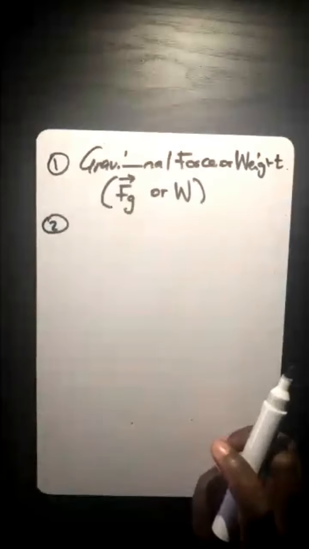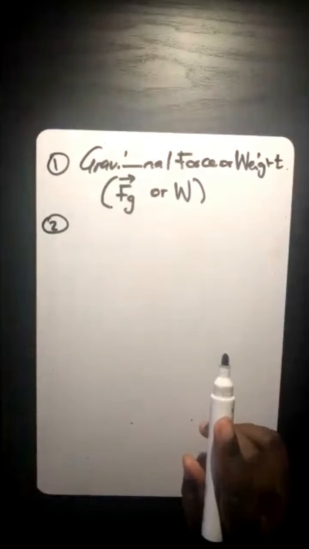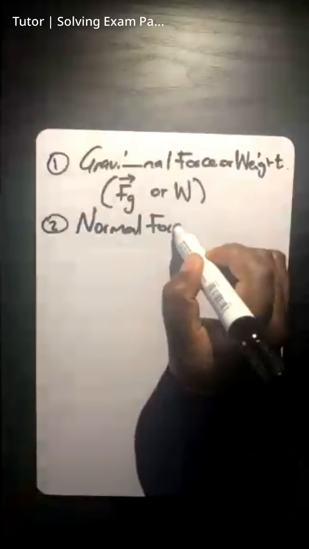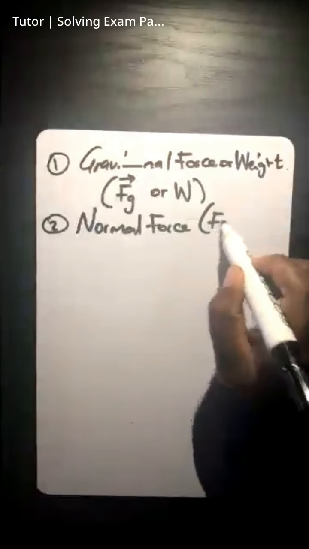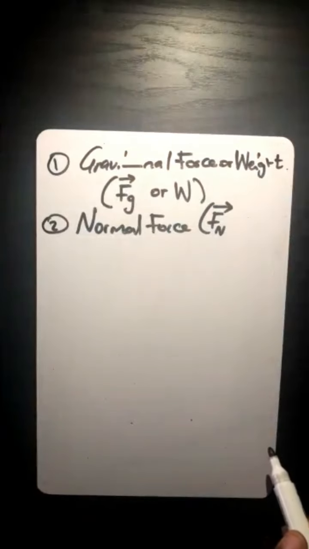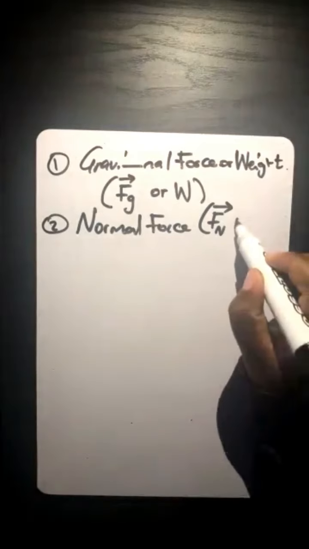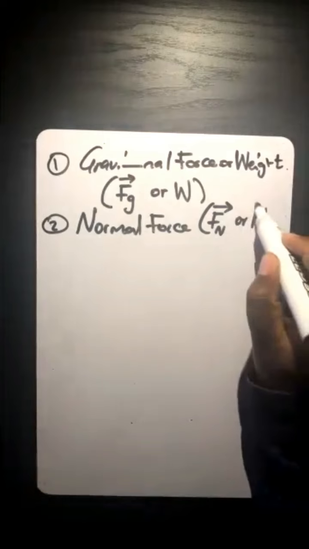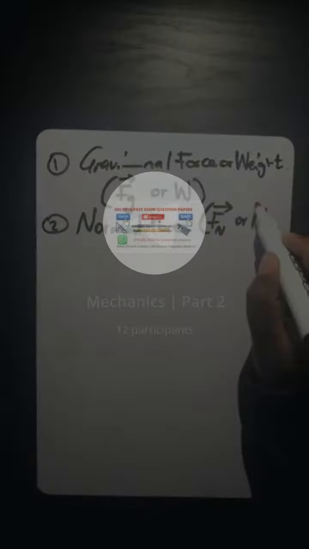So I'm just making you aware of the different types of forces that we study in physical sciences. Number 2, ladies and gentlemen, we study a normal force. Very, very important. How do we represent a normal force? You're going to say Fn. Remember, guys, let's indicate with that arrow because a force is a vector quantity. Otherwise, you can just say N.